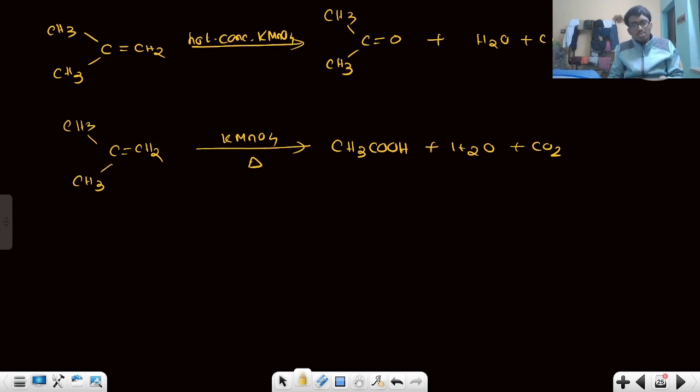When you are using only KMnO4 for heating, you will get carboxylic acid because it is not hot concentrated. But when you are using hot concentrated, a ketone will form because a ketone is there. But you can see the C double bonded part is there. Right? Understood? Clear? Next is ozonolysis.